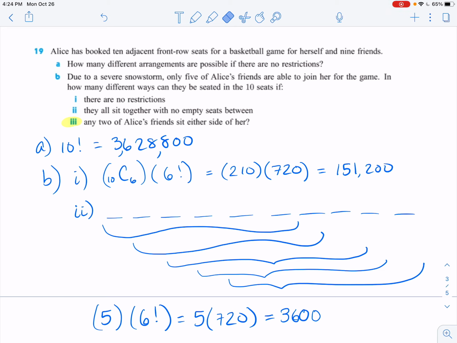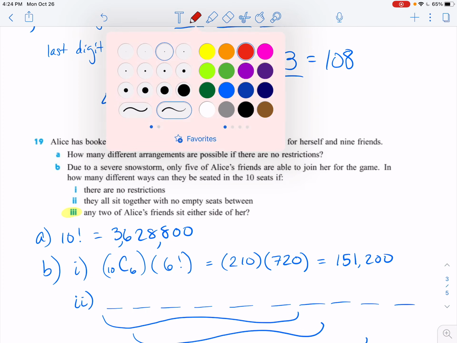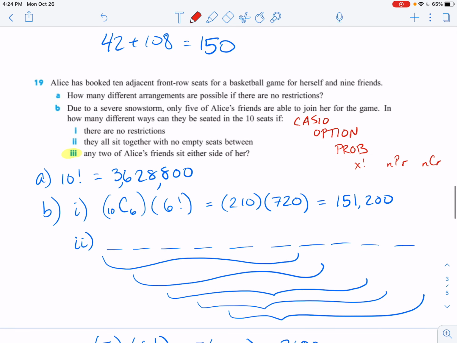Go over to probability. So what did I just say? On the Casio, hit the options button, and then go to probability, and then you can find what you want, like X factorial or nPr. When you're doing nPr, you would do the n, then you hit nPr, then do r and hit enter. It also has combinations. So permutations and combinations are found there.